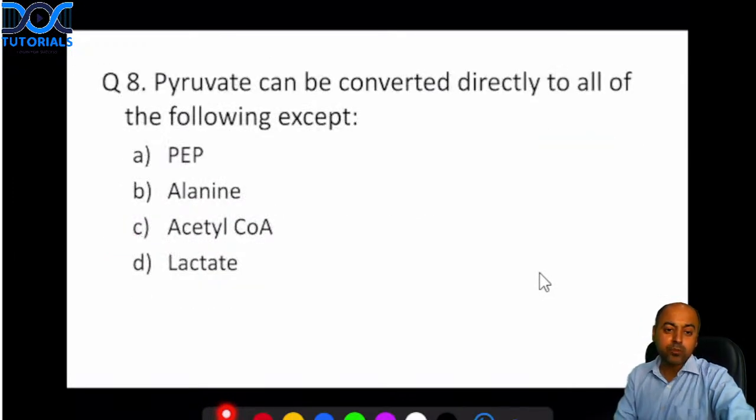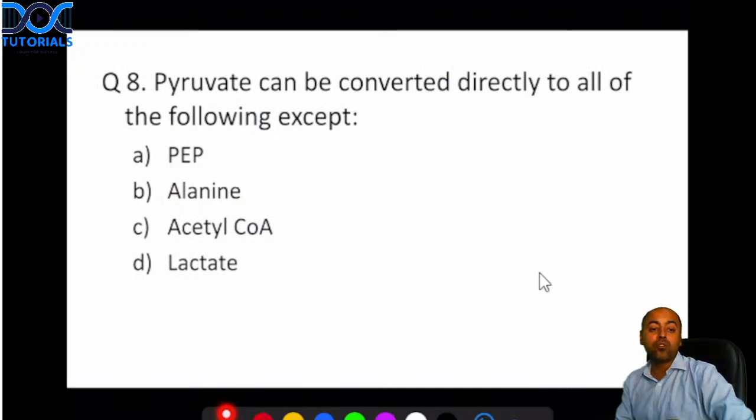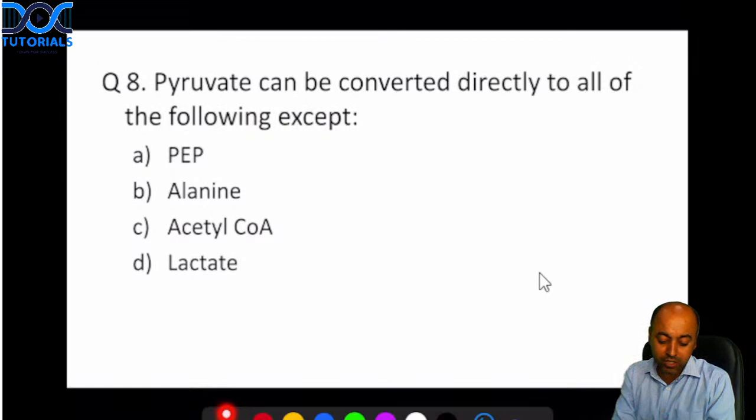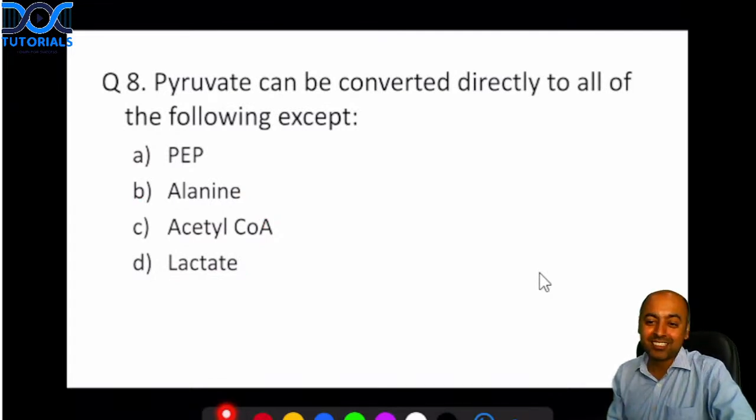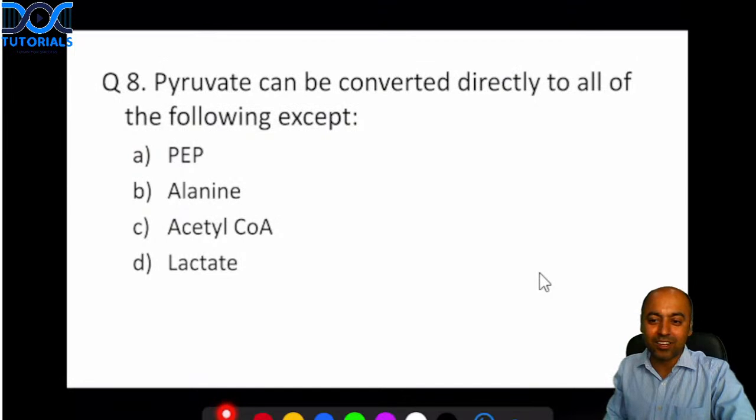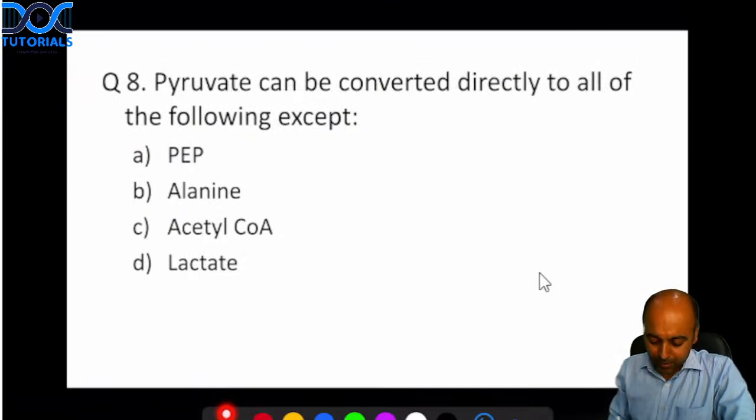Okay, question number 8. Pyruvate can be converted directly to all of the following except, and you can see the options here: phosphoenol pyruvate, alanine, acetyl coenzyme A, and lactate. Anyone would like to hazard a guess? What do you think is the answer in this case? Anyone? Okay, no problem. So please take a look.